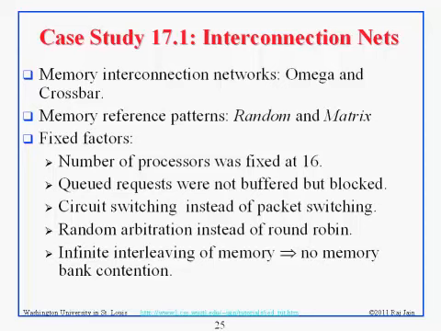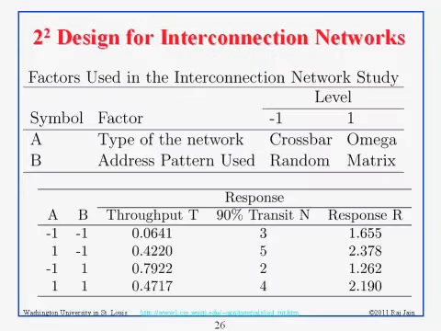Because when you are doing a 2x2 or 2 by any number design, you are simplifying lots of other stuff. And it's important to document that. So with that, they have two factors, A and B. Type of network is A, and that could be crossbar is -1, omega is +1. The second factor is the address pattern used. Random is -1, matrix is +1.